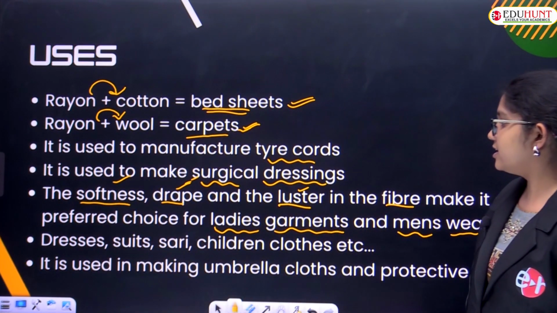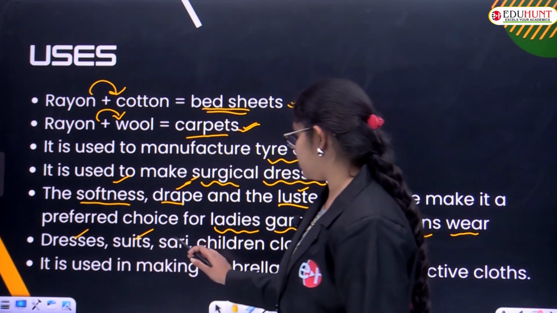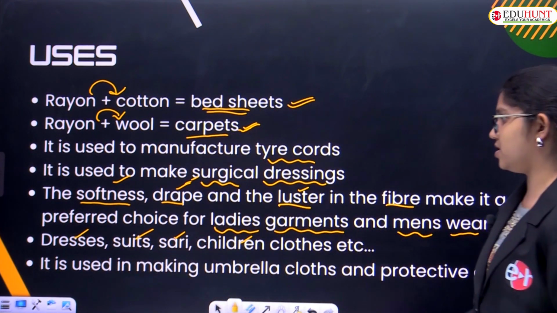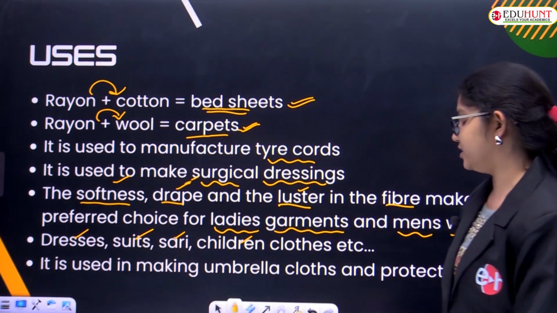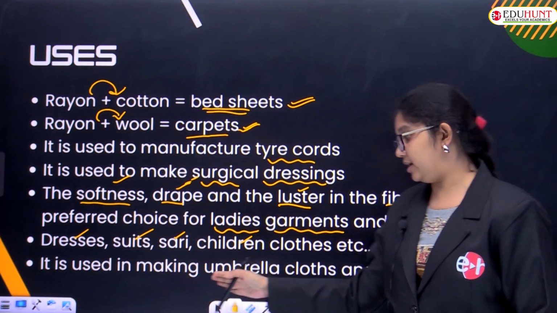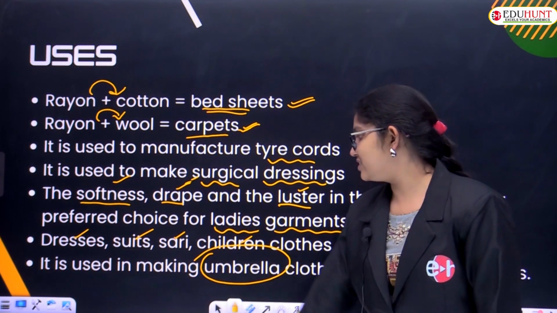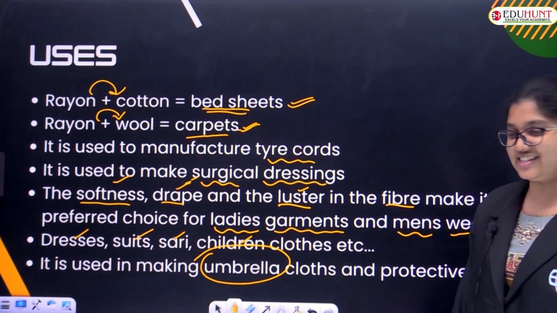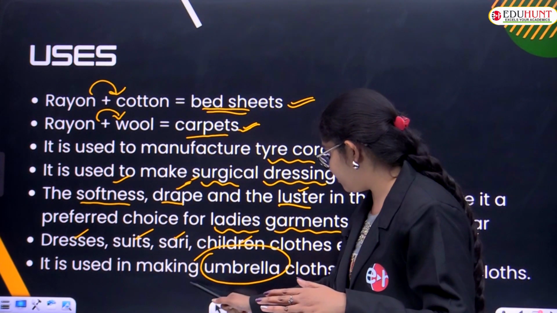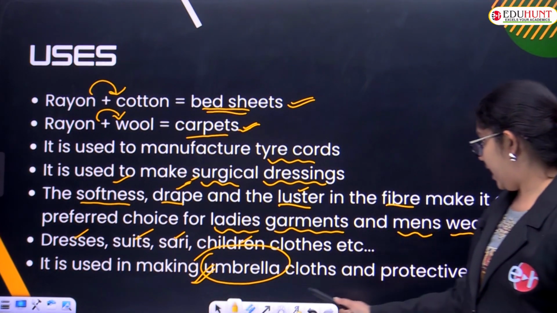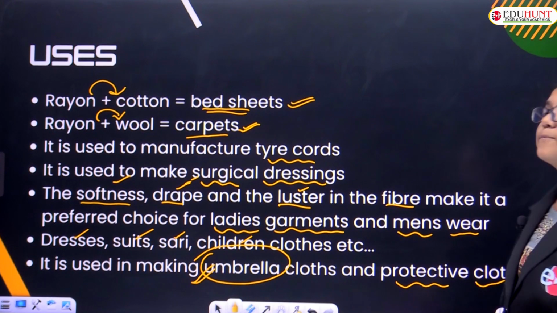Okay, next, dresses, suits, sari, children clothes. See, dresses, suits, sari, children clothes, etc. are also examples of use of this particular rayon fabric. It's prepared from that. And last one, it is used in making umbrellas. Very interesting one. Umbrella. In synthetic fiber also we discussed the children's umbrella. Yes. So umbrella is having that kind of property where it is prepared from rayon also. And umbrella clothes and protective clothes.